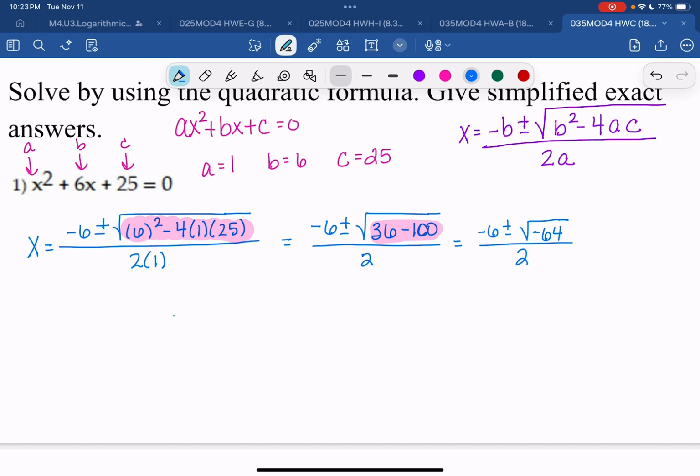That means that x is going to be negative 6 plus or minus 8i over 2. Now, when you clean these up, you have to be careful, because in order to divide by 2, everything has to be divisible by 2, meaning both of those numbers in the numerator. Since I can divide 6 and 8 by 2, I can do that. That's going to give me negative 3 plus or minus 4i.